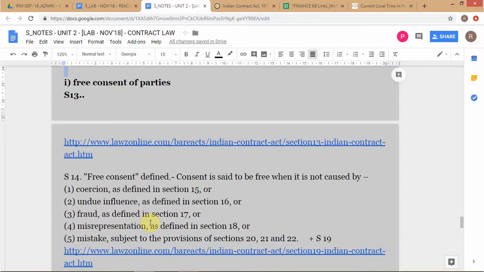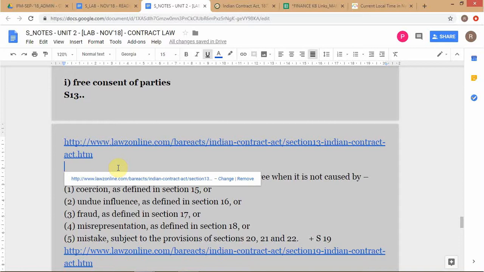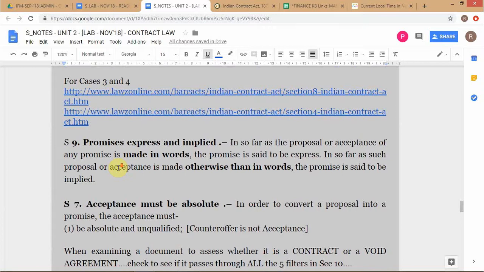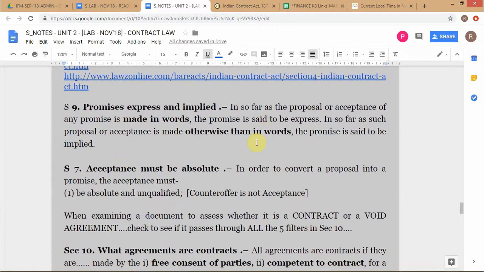And then we have covered some stray ideas which are also important, like that acceptance has to be absolute, that a counter offer is not acceptance, okay. Then we have covered things like promises, very important in section 9, okay, that promises can be express or implied. So what is an express promise?